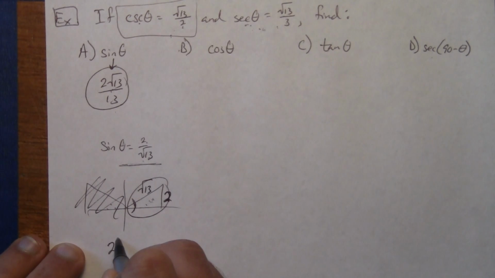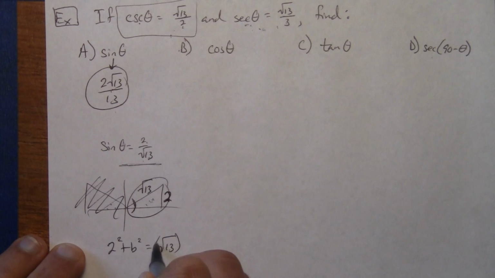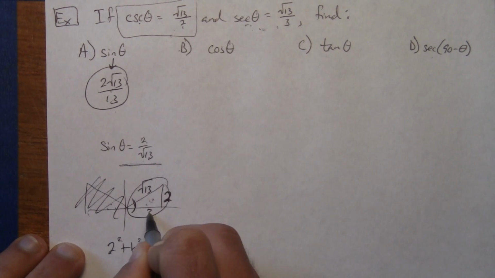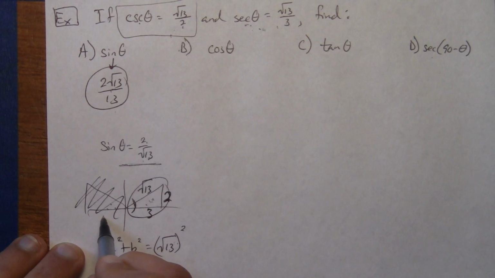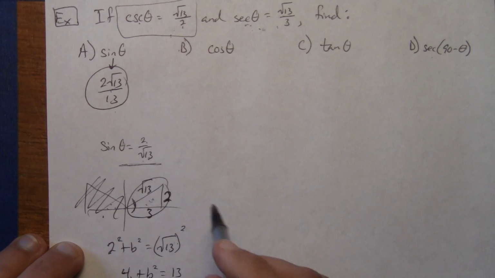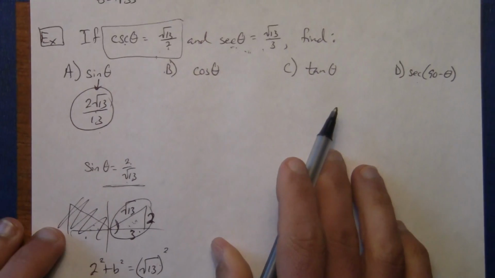And if I do a squared plus b squared equals c squared, I am eventually going to get a b value of 3. So 2 squared is 4, square root of 13 squared is 13. I get b squared is 9, or my b value is 3. Now it's plus or minus 3, yes, the negative 3 would be here, but we're not actually using that triangle. And now that I've got that, I can find whatever trig function I want.